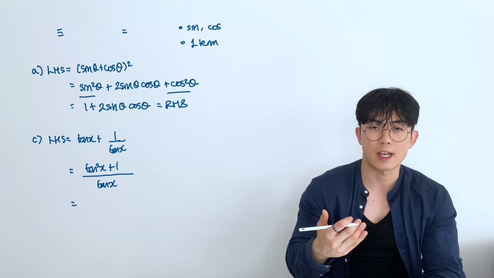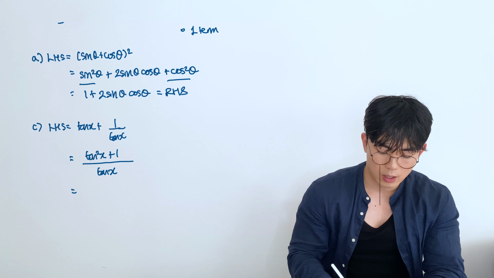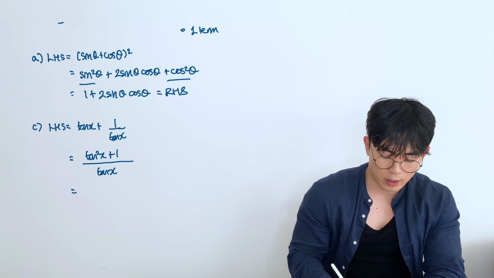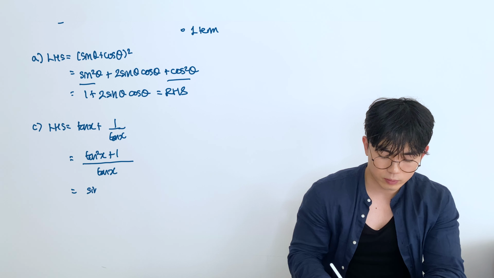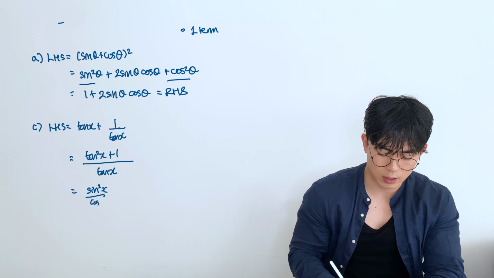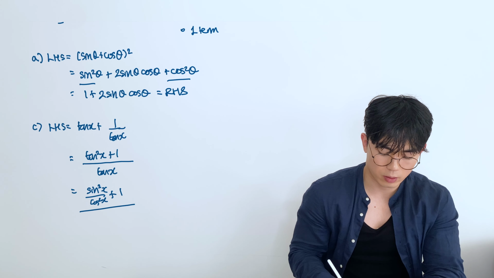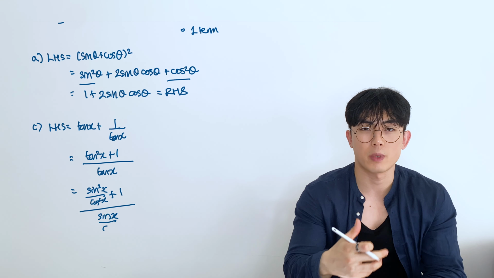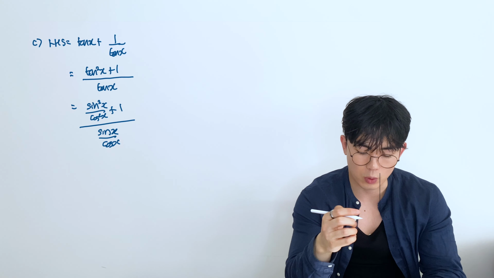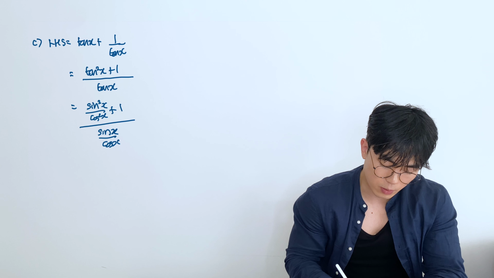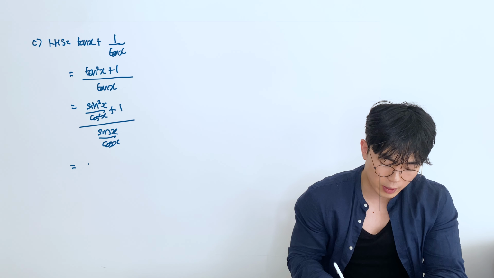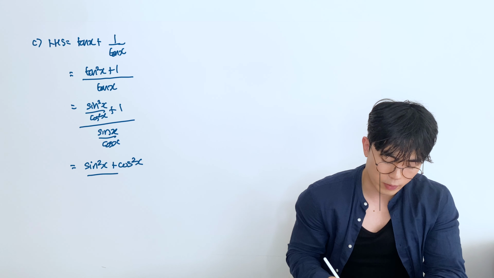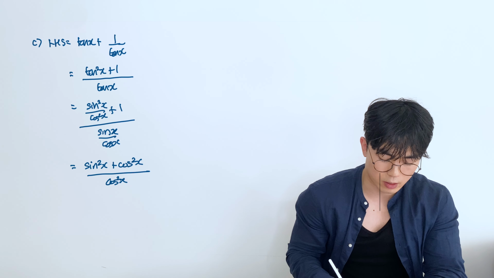So tan is just sine over cos, right? So that's what I'm going to do. Tan squared is therefore sine squared x over cos squared x plus 1 over sine x over cos x. Right, technically the numerator is still two terms, which I can combine into one term. So that will be sine squared x plus cos squared x over cos squared x, and that's all over still sine x cos x.